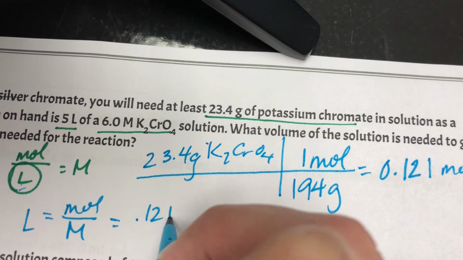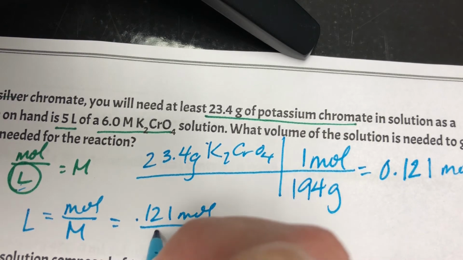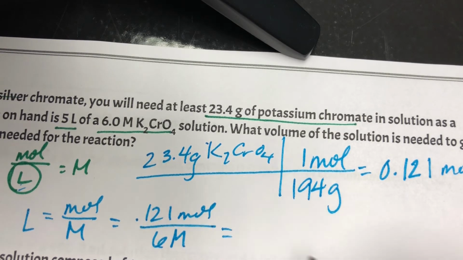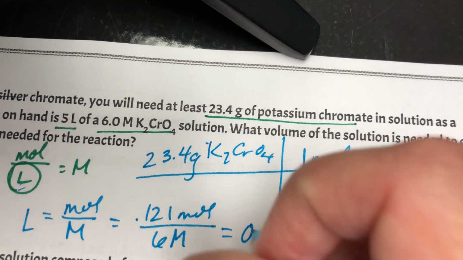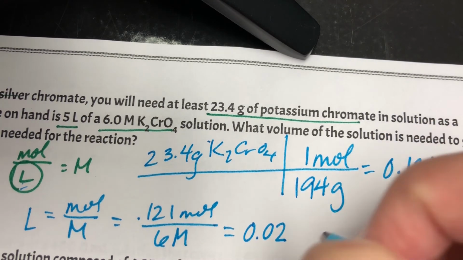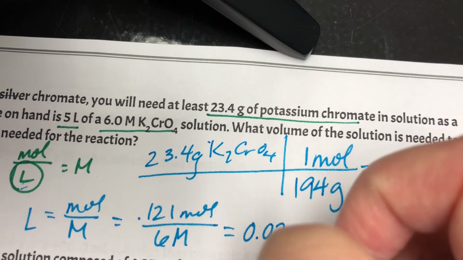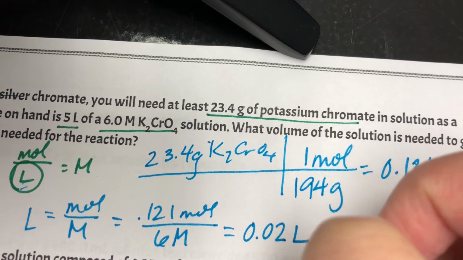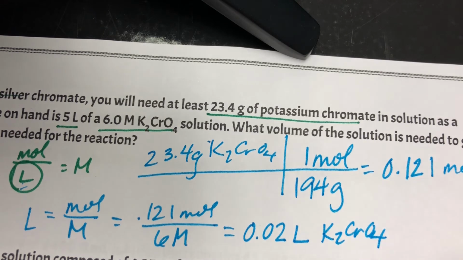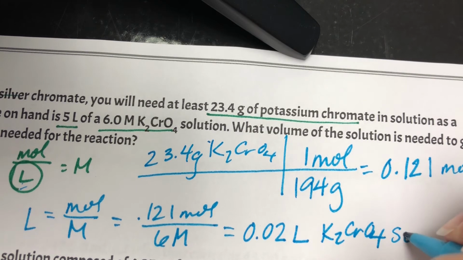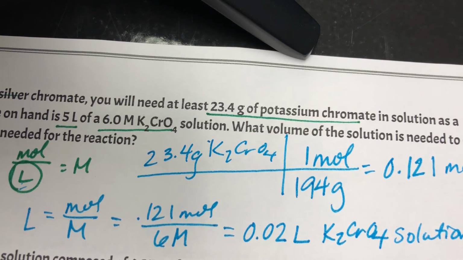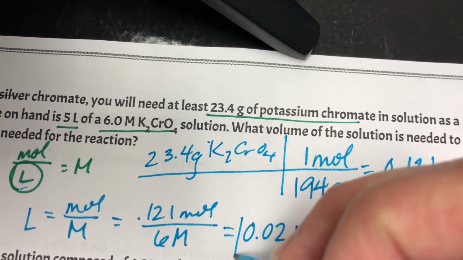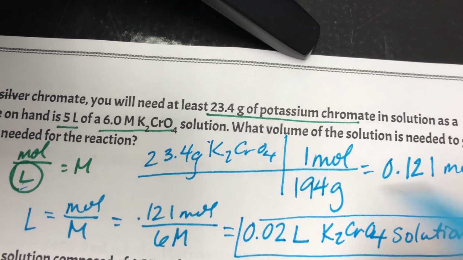So 0.121 moles over the 6 molar solution, and I need 0.02 liters of the K2CrO4 solution. Okay. So these take a little more thought.